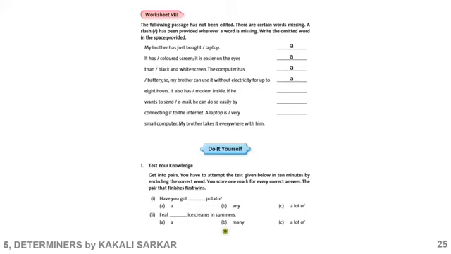So my brother can use it without electricity for up to 8 hours. It also has a modem. And if he wants to send an email, E is a vowel and it has a vowel sound, and email is singular in number, so we will definitely use an here. And he can do so easily by connecting it to the internet.